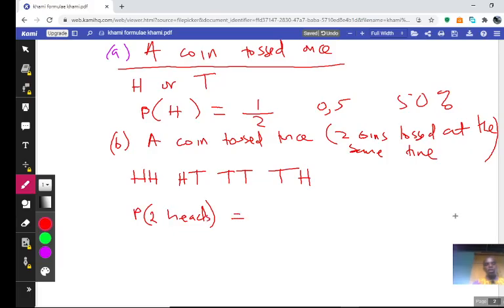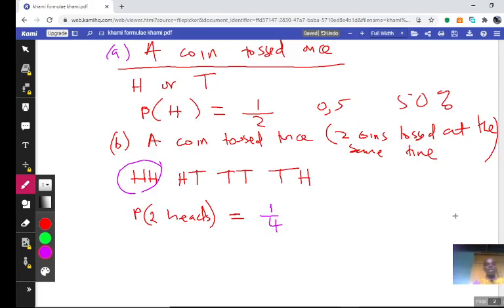Then if I'm asked, for example, the probability of getting 2 heads, you just count how many of these outcomes have 2 heads together. It's only the first one. It's this one. So it's 1 outcome out of 4. So the probability of 2 heads will be 1 over 4, which is 1/4.